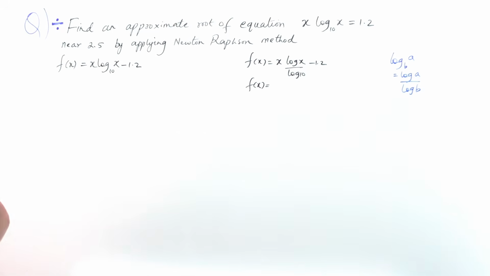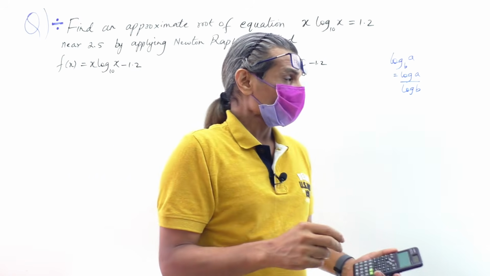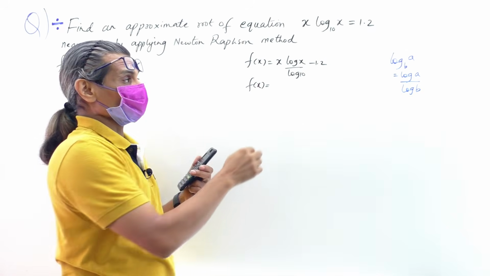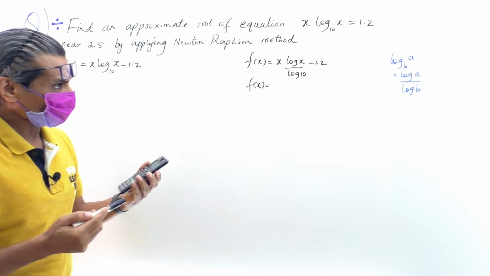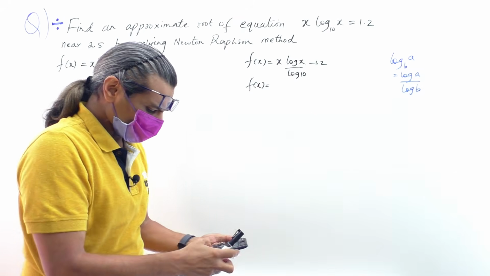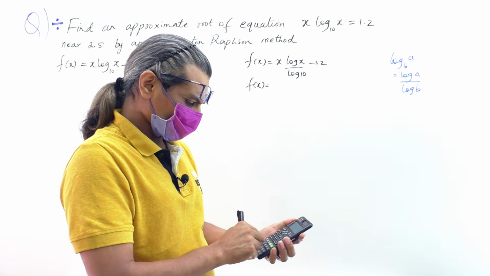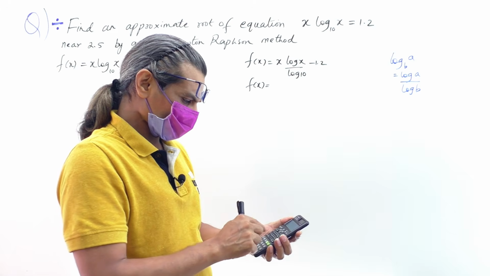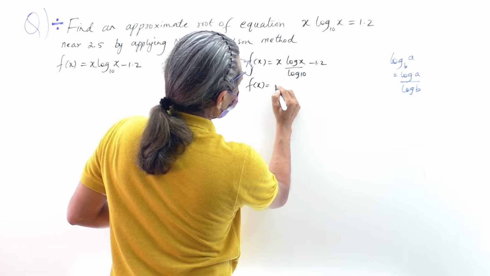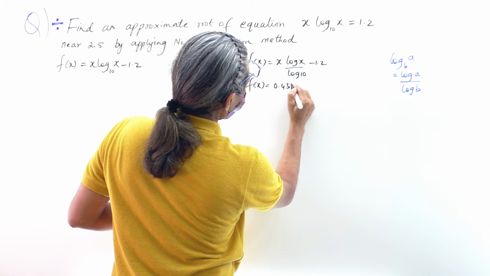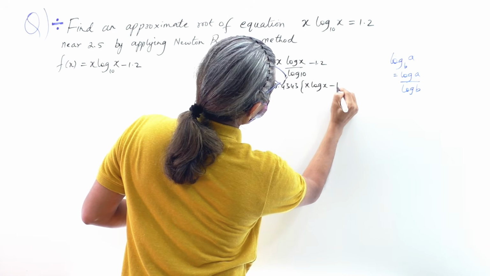So f of x equals, what's 1 by log 10? Again in the calculator, plain log means ln, and log to the base 10 means the LOG key. So it is 1 by ln of 10, that's all. Let's find the value of it: 1 divided by ln of 10 is 0.4343. So this will be 0.4343 into x log x minus 1.2.